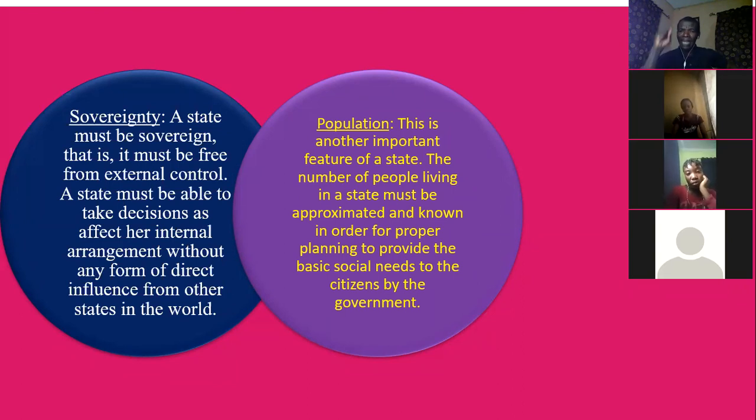Census should be conducted every 10 years in every polity and a state that is governed by dynamic leaders. Census should be conducted every 10 years to know the approximation of people residing in that environment. The essence of it is to make sure that government provides adequate preparation for the citizens.